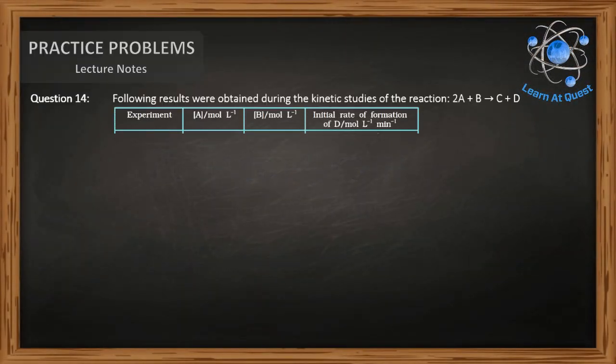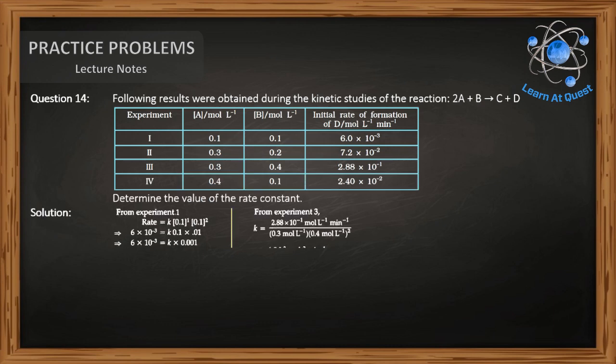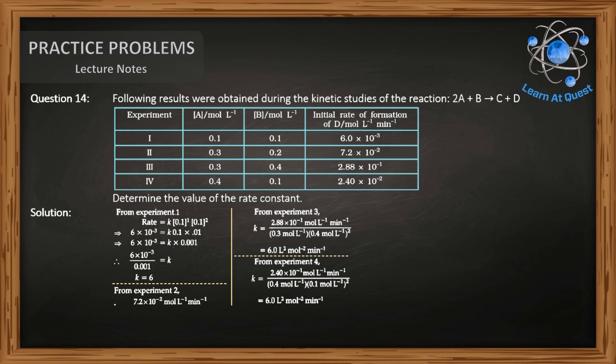In the same question, that is question 14, let us now determine the value of the rate constant K. We saw in the previous slide that the order of the reaction is 3. With respect to A, the order of reaction was 1, and with respect to B, the order of reaction is 2. The rate law is K, A raised to 1, B raised to 2. Now let us find the value of the rate constant here.